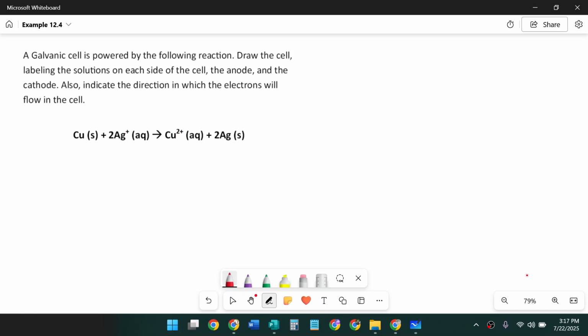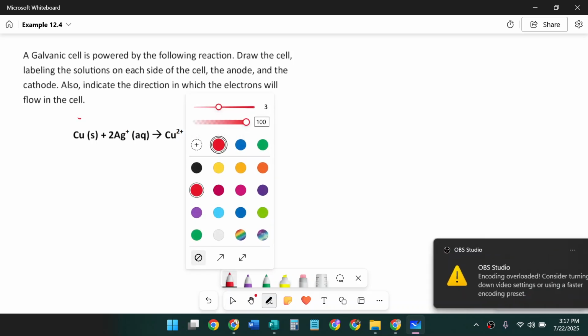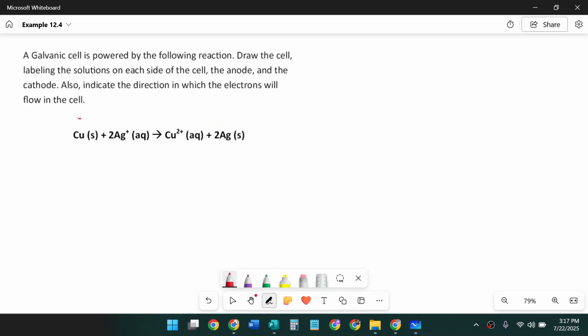So the oxidation state for copper right here is 0. For the silver, it's 1 plus, and then the copper is 2 plus on this side, and the silver is 0. So you can see what's happening. So the copper went from 0 to 2 plus, so it was oxidized.